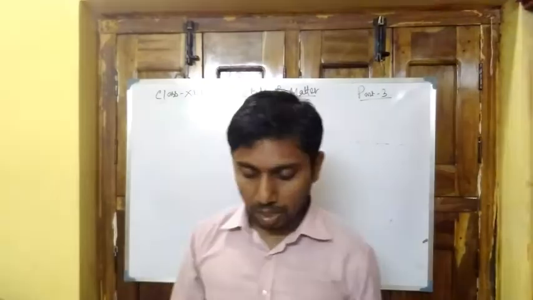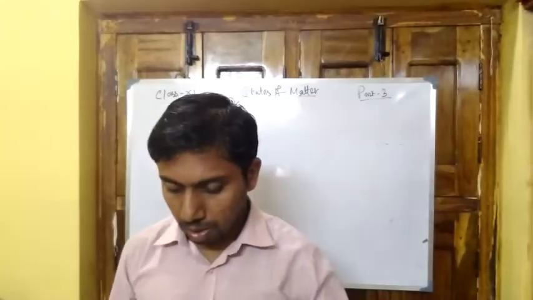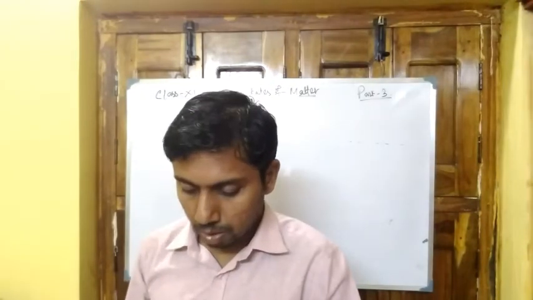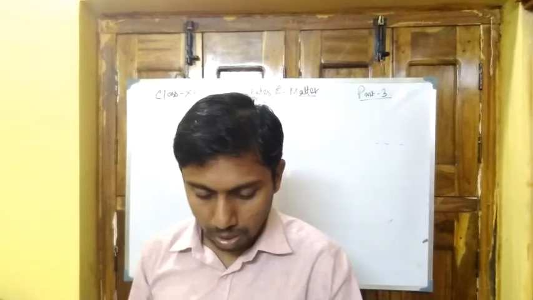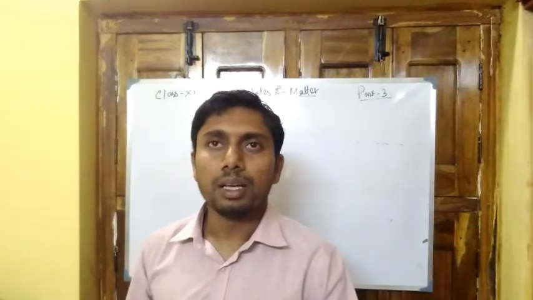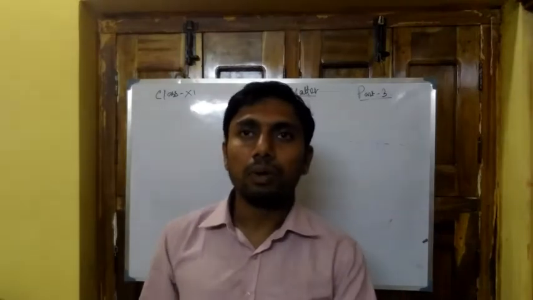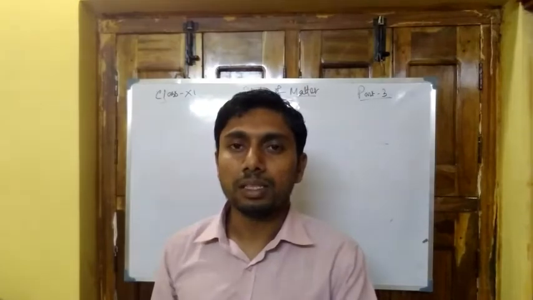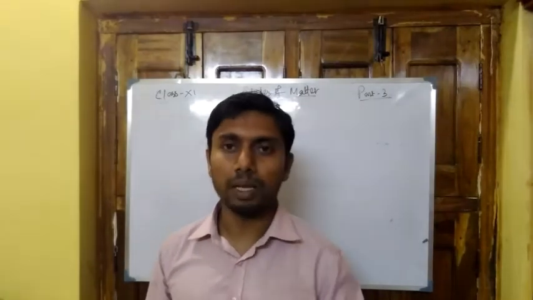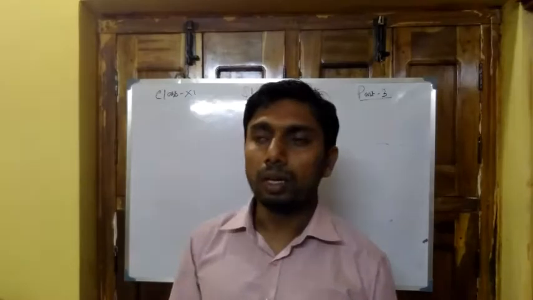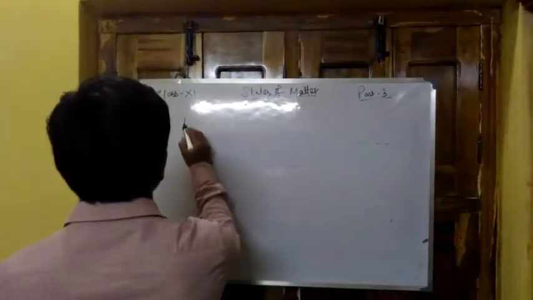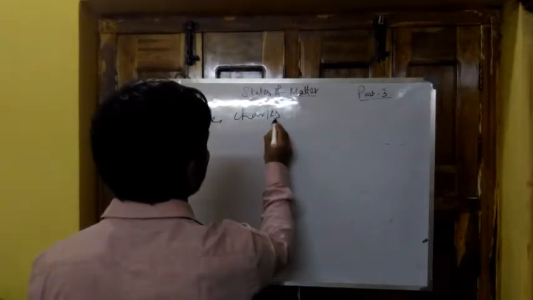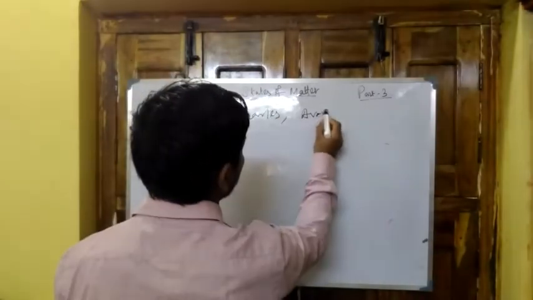Now in today's class we will discuss the relation between density and molecular mass from the ideal gas equation. Now what is the ideal gas equation? The ideal gas equation is the equation which all gases should ideally abide by. The ideal gas equation can be derived by using the following gas laws: Boyle's law, Charles' law, and Avogadro's law.